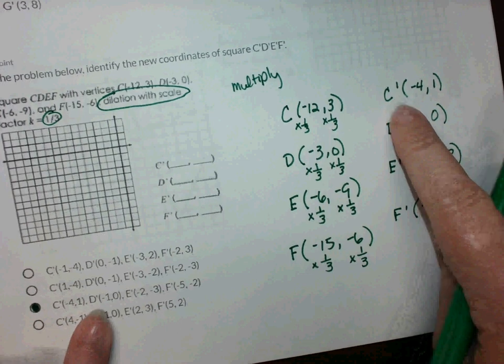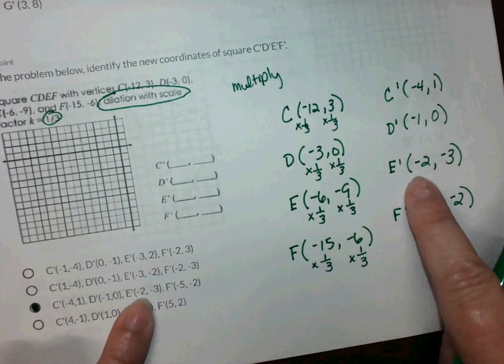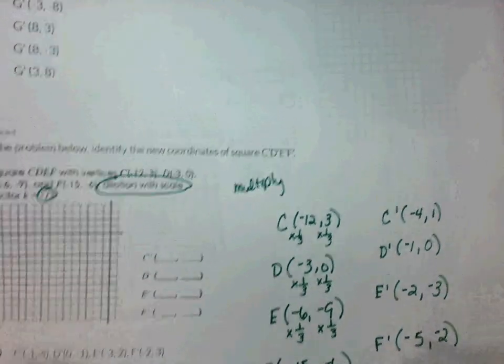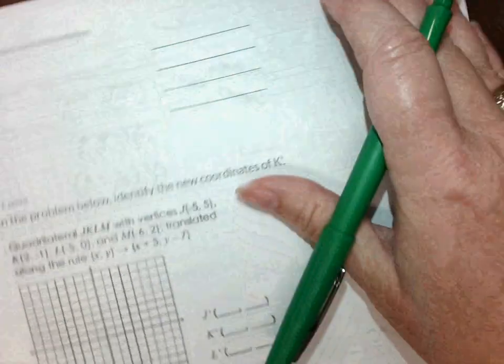Here's my C prime, my D prime, my E prime, and my F prime. Okay? Okay? The vocabulary.